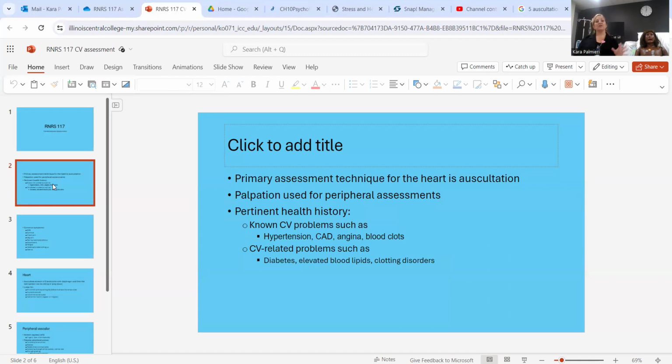Other cardiovascular related problems. In these populations, cardiovascular disease is more prevalent. So in individuals who have diabetes, individuals who have elevated blood lipids or cholesterol, or their LDL is too high, or their triglycerides are too high, or if they have clotting disorders. A lot of times you don't know you have a clotting disorder until you get a clot. So just something to be aware of.